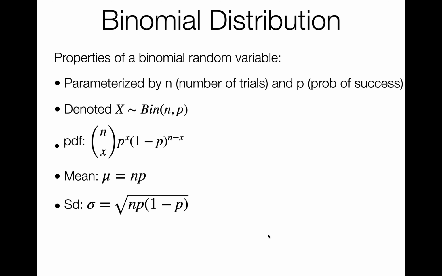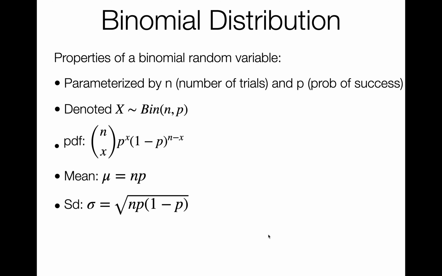Okay, so we need to know how many flips there are and what the probability of success is for each flip. And so hence we need that 1 minus p, which is also why we need that condition that the probability never changes throughout the flips. It's denoted as always X tilde, which means X is distributed as, instead of the N for normal, we put Bin for binomial. And then inside the parentheses are where the two parameters go, n and p.